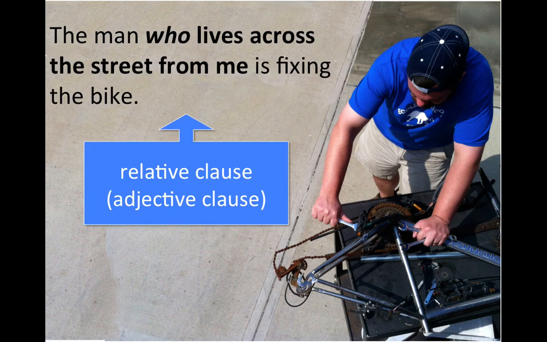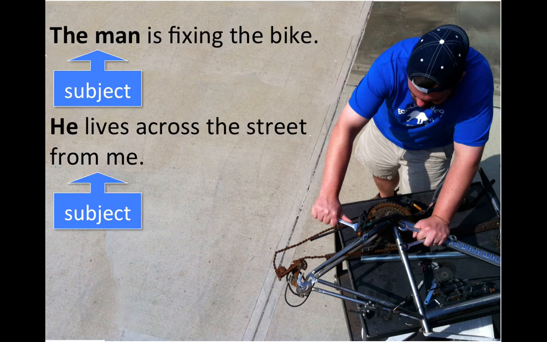Then we can insert it into the main clause. Always remember to put your adjective clause, your relative clause, after the noun that you're modifying. In this case, the man. The man who lives across the street from me is fixing the bike. Notice that in our two sentences, in the main clause, the subject was the man, and in the relative clause, the sentence we made the relative clause out of, he is also in the subject position.